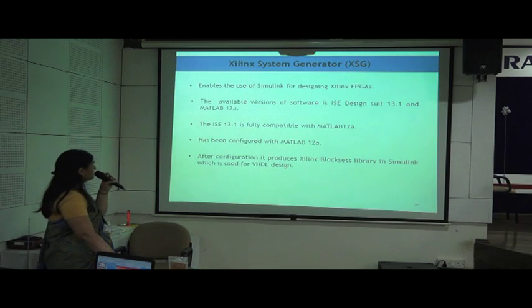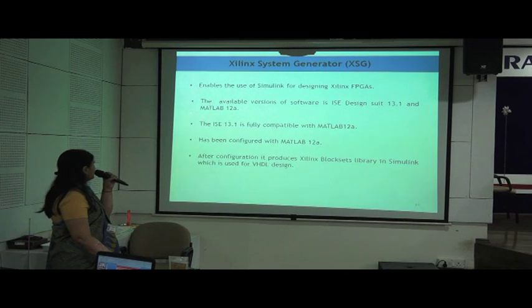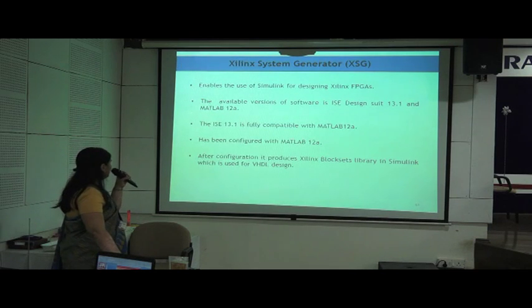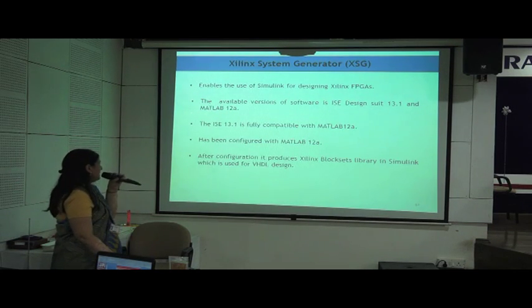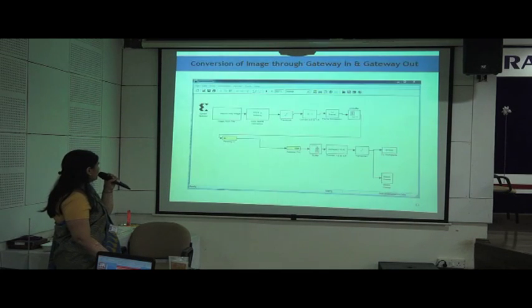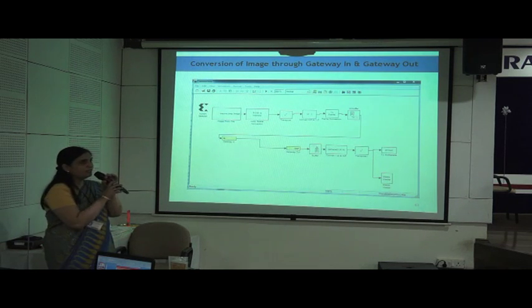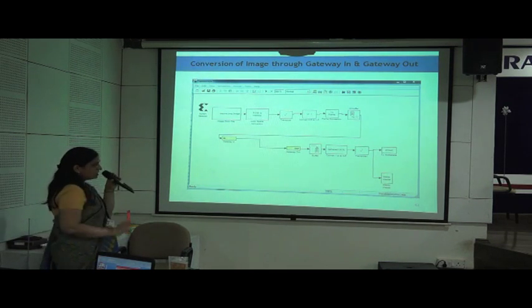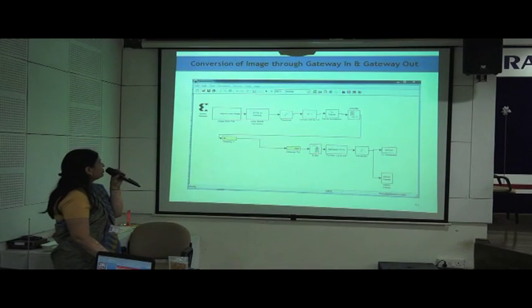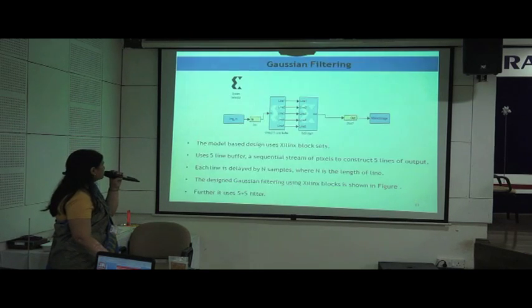System Generator enables the use of Simulink for designing Xilinx FPGAs. Available versions are 13.1 and MATLAB 12, wherein this design is done. It has been configured with MATLAB 12 and after configuration it produces the Xilinx blockset library in Simulink, which is used for VHDL design. So this is the diagram which is showing the conversion of the image through gateway in and gateway out for System Generator, because there the image is needed to be converted to 1D. So it is given to gateway in, then processing is done in between gateway in and gateway out, and then again the image is converted to its normal form, that is 2D image.